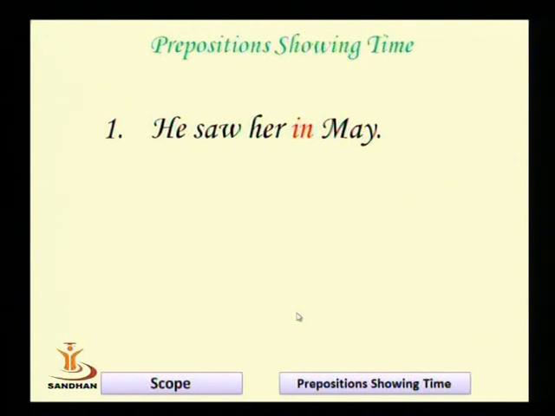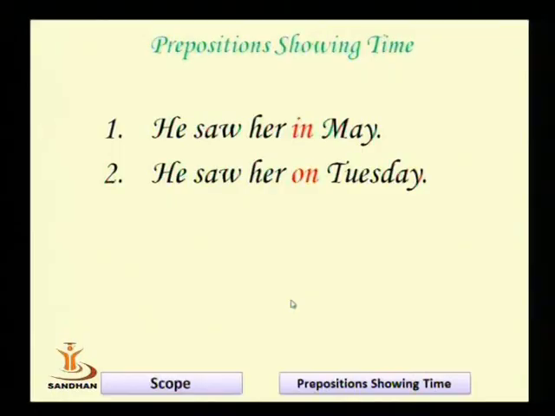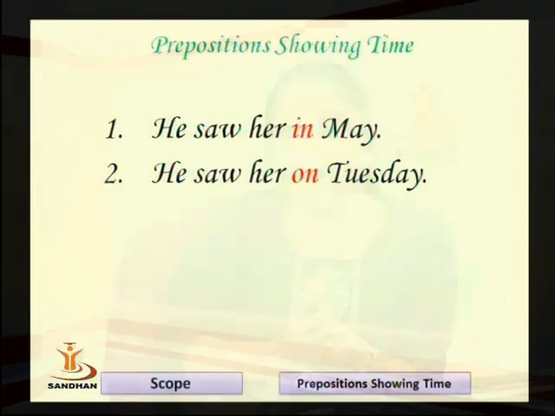He saw her in May. Why did we keep the preposition "in"? Because May is the name of a month, which is a longer period. Next, he saw her on Tuesday. Tuesday is the name of a weekday, and for the names of weekdays we need to use the preposition "on".